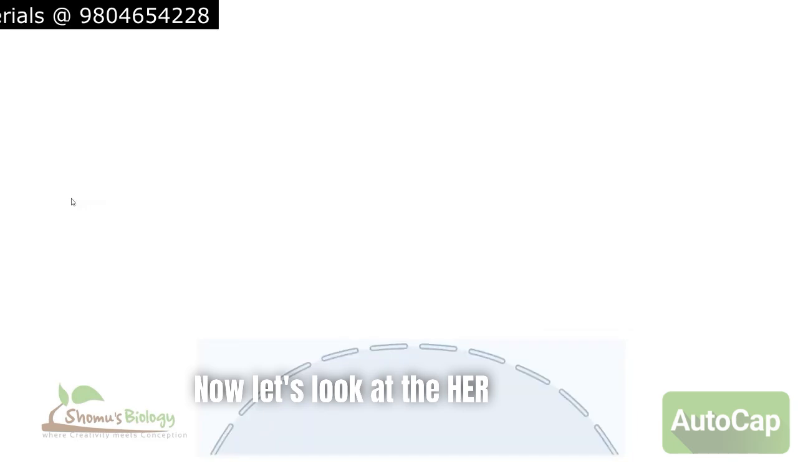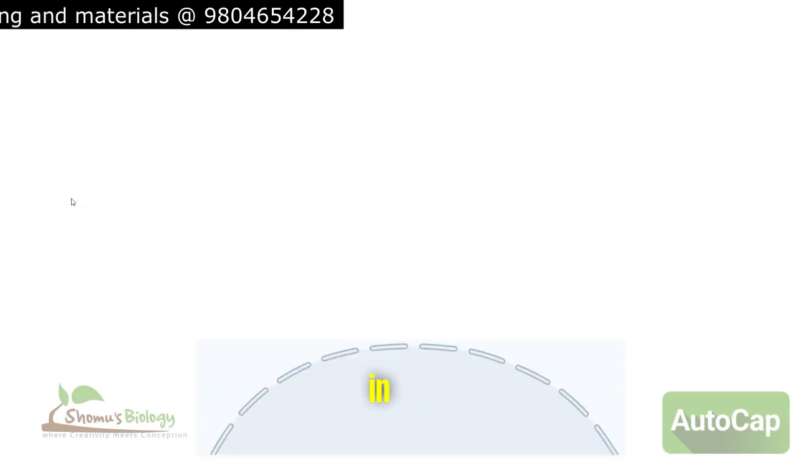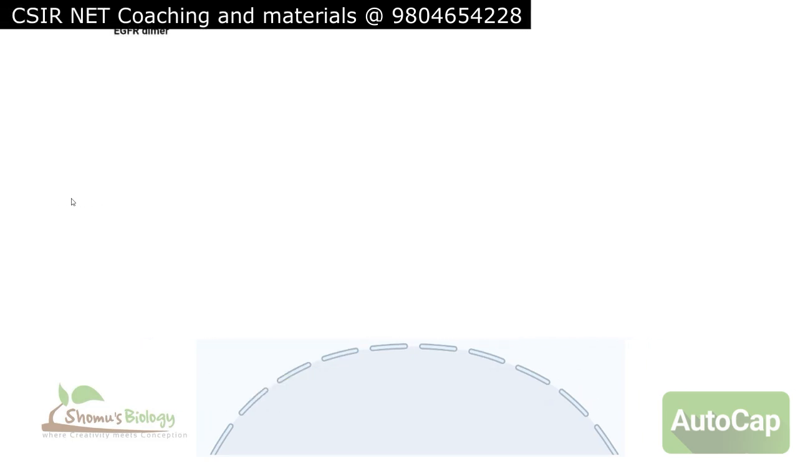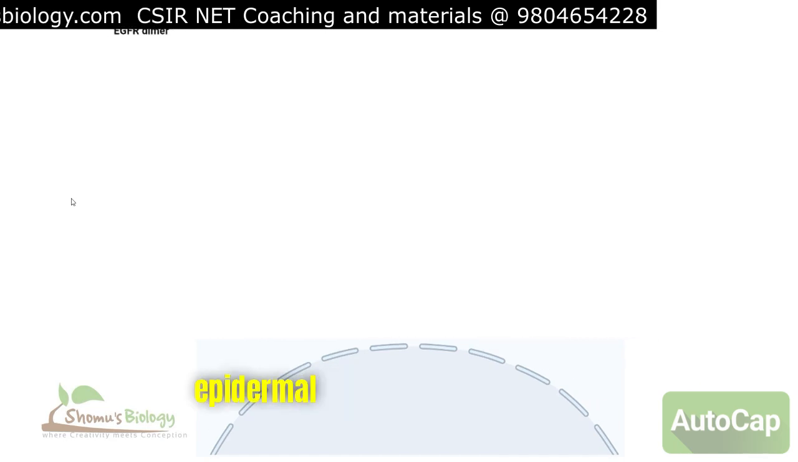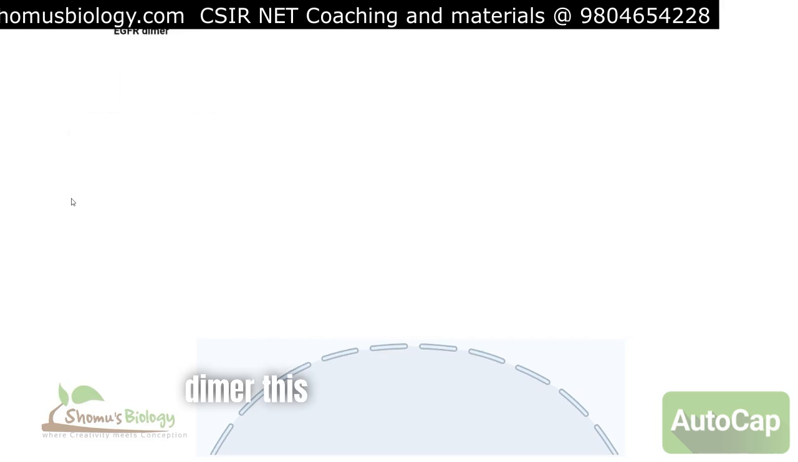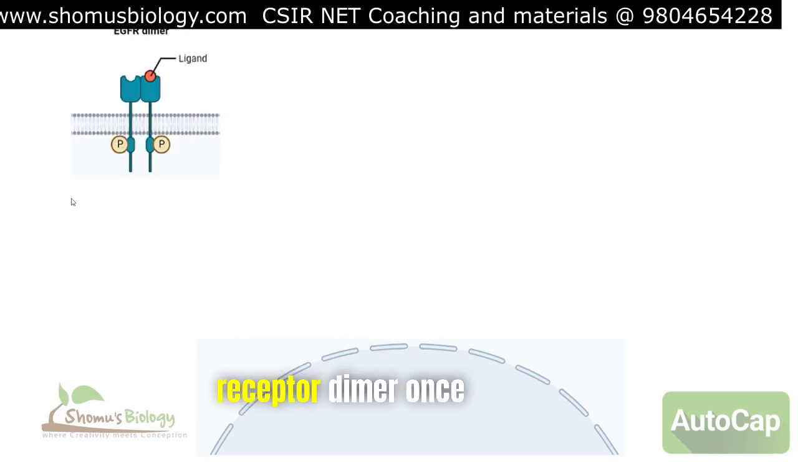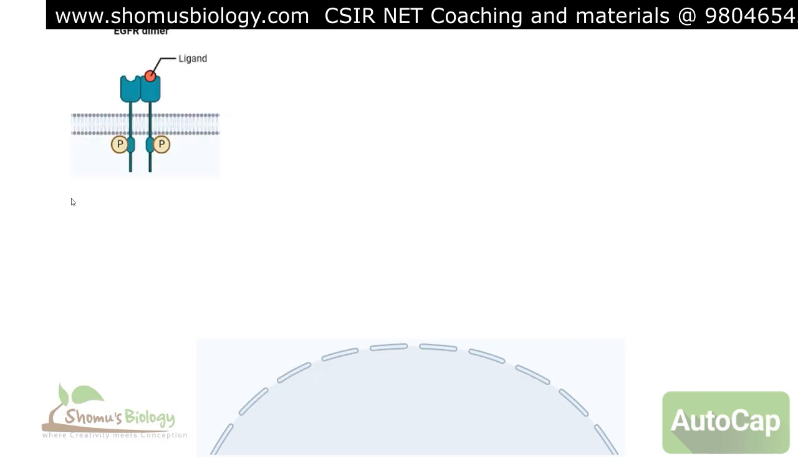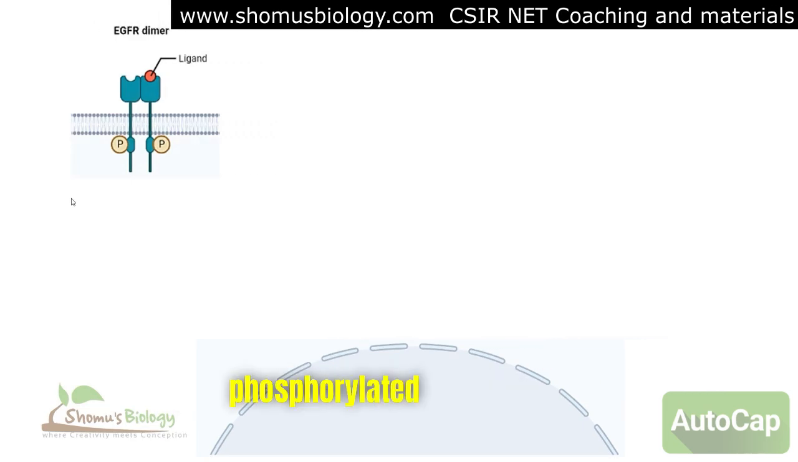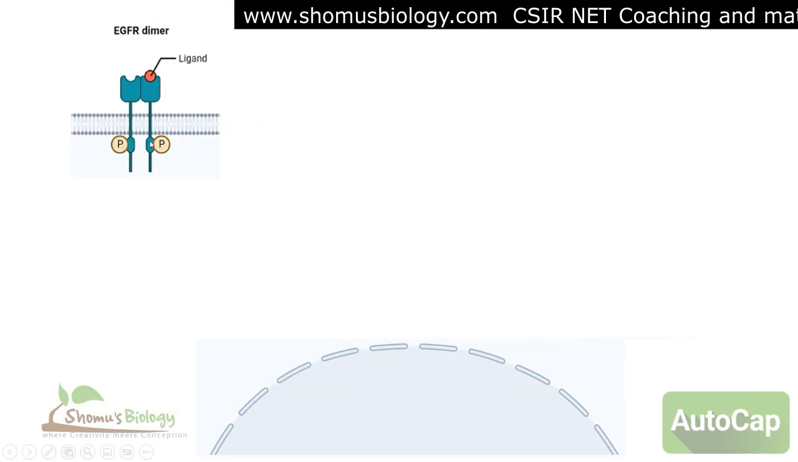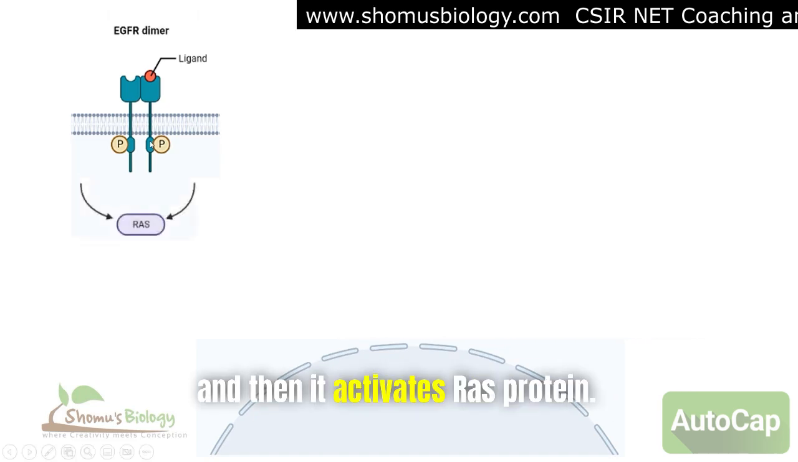Now let's look at the HER receptor mediated cell signaling pathway animation in a eukaryotic cell. The process starts with multiple types of receptor on the cell surface. Let's start with the EGFR dimer, epidermal growth factor receptor dimer. Once bound to the ligand or signaling molecule, the epidermal growth factor from outside of the cell, it gets phosphorylated at the inner cytosolic site, and then it activates RAS protein.